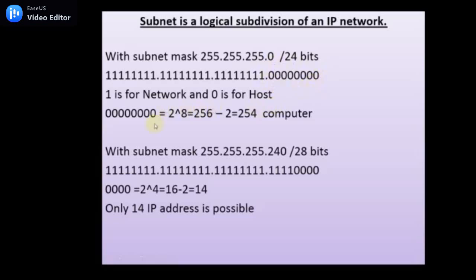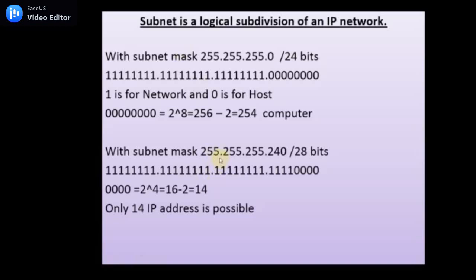Let's calculate it. 2 to the power 8 is equal to 256, minus 2, is 254. When you put this default subnet mask in class C, we can create 254 computers. But you can also decrease this number. How can you decrease it, and why would you need to? We need to decrease it for security purposes and also for creating different subnets.